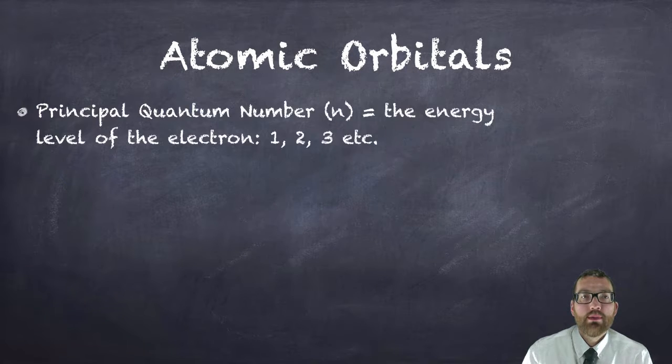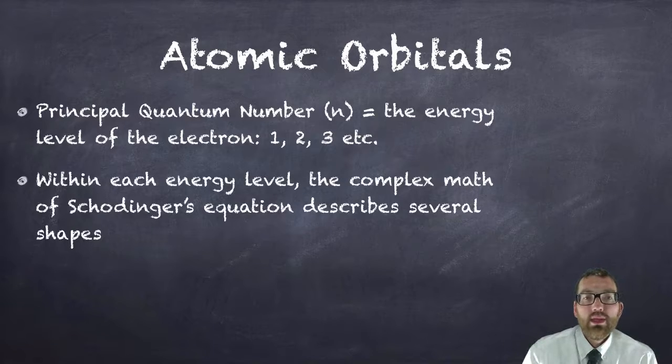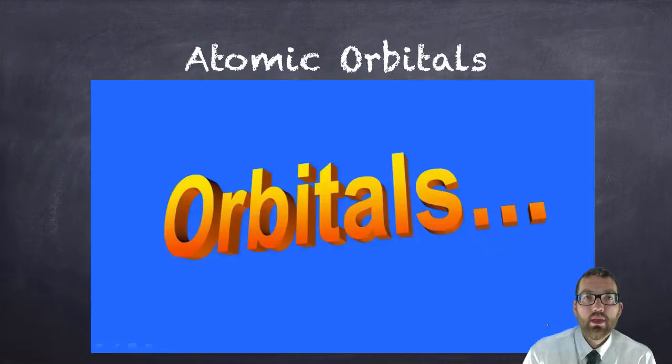So let's talk about atomic orbitals. The principal quantum number, which we'll abbreviate with N, is the energy level of the electron. You can think of this as the shell of the electron: 1, 2, 3, etc. Within each energy level, the complex math of Schrödinger's equation you saw in the last video describes several shapes. And these shapes are called atomic orbitals. And the orbital, remember, is a region where there's a high probability of finding an electron.